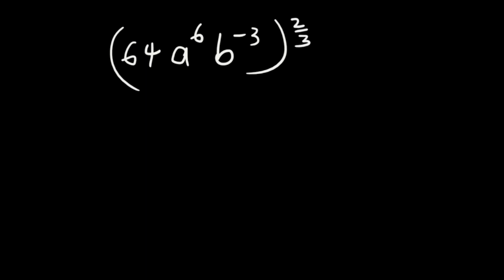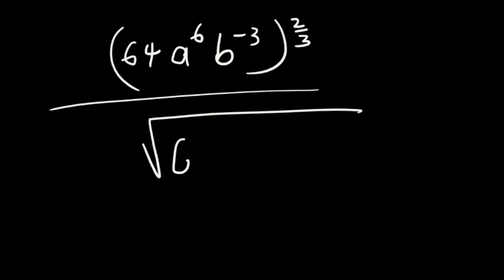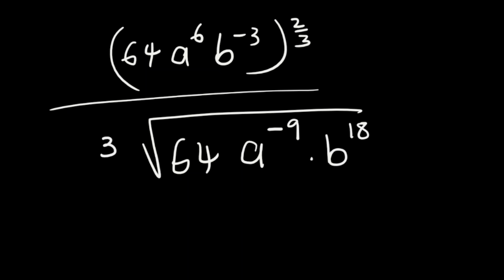The first thing you do, you deal with what's inside the bracket, and then you solve what's outside. And then let's say it's divided by the root of 64, a to the power of minus 9, and b to the power of 18, and then this is actually a cube root, right? So let's say you're having something like this.